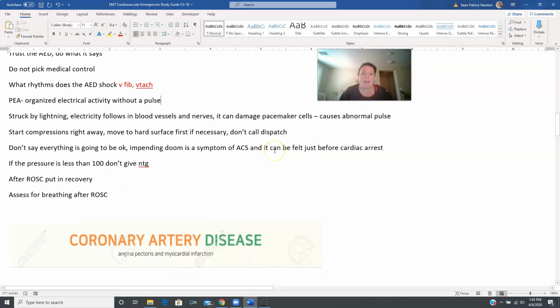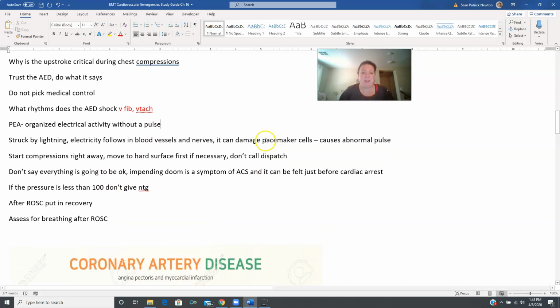Struck by lightning. So we talked about this in our environmental lecture, but the electricity follows the path of least resistance, which is along blood vessels and nerves. So we can expect that if it's following along the blood vessels and it goes through the heart, it could damage our pacemaker cells. So we can expect an abnormal pulse or arrhythmias.